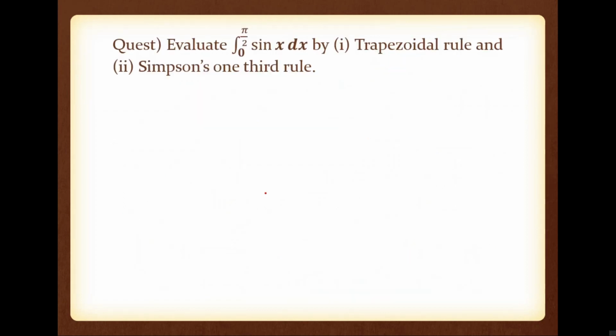So the question is, evaluate integral 0 to pi by 2 sin x dx by trapezoidal rule and Simpson's one third rule. Okay, so this is a question. Evaluate the integration 0 to pi by 2 sin x dx by trapezoidal rule and Simpson's one third rule. Is it noted?